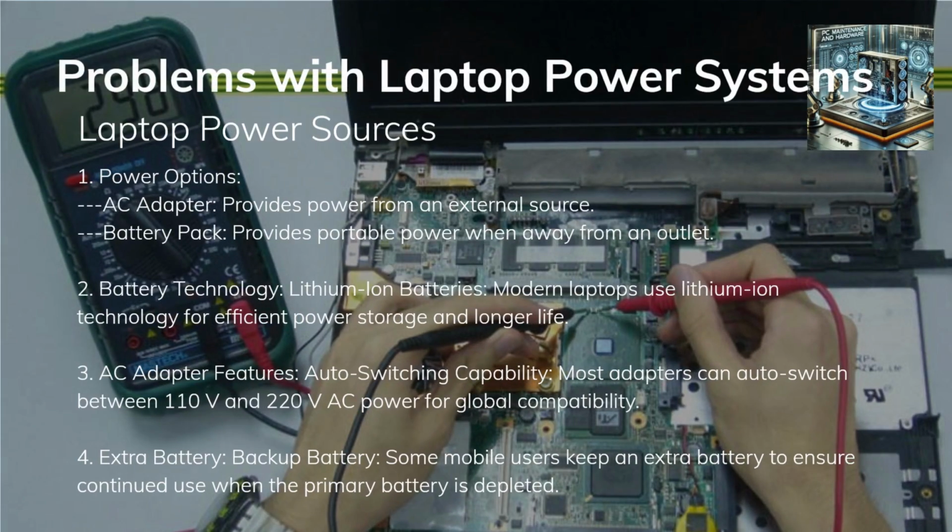Laptops are unique in that they are powered either by an AC adapter or a battery pack. Modern batteries typically use lithium-ion technology, which is more efficient and longer lasting. Most AC adapters can automatically switch between 110 volts and 220 volts AC power, making them versatile for use in different regions. For extended use, some mobile users prefer to carry an extra battery as a backup, so they can swap it out when the primary battery runs low.